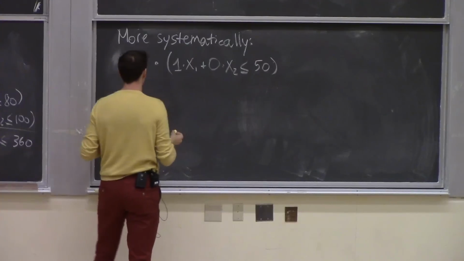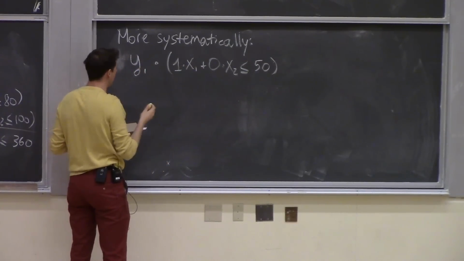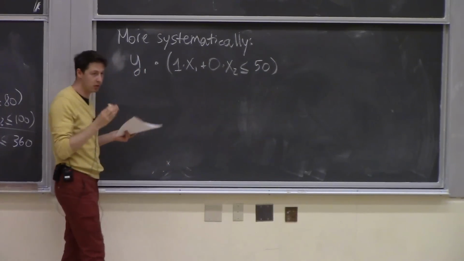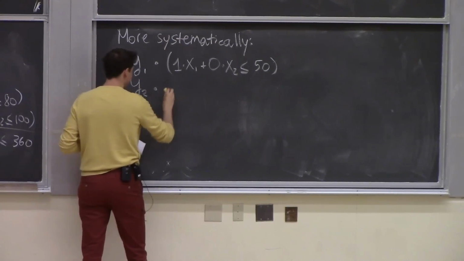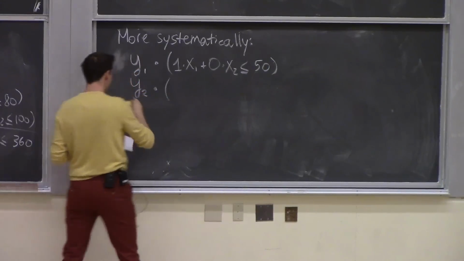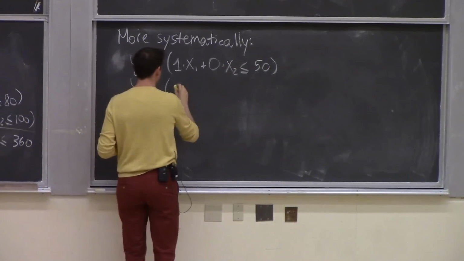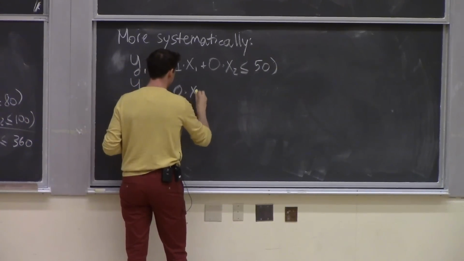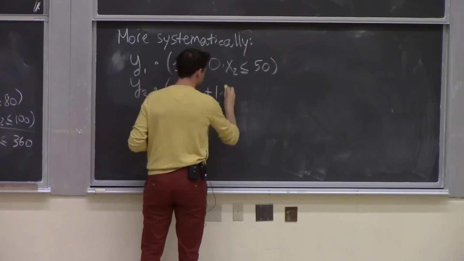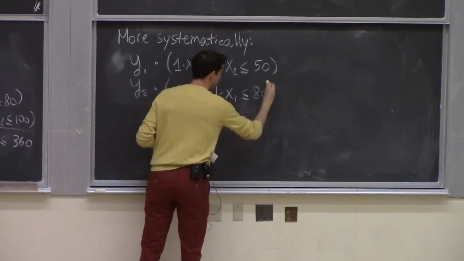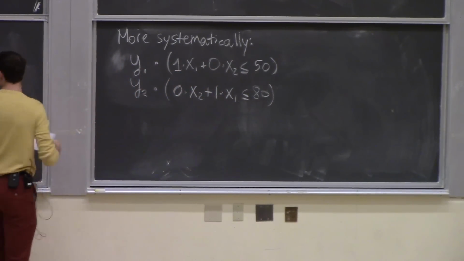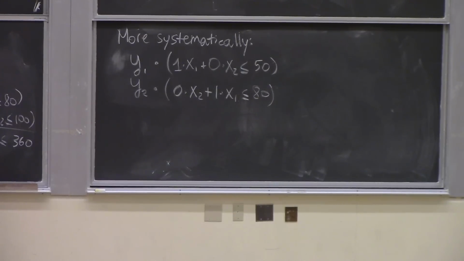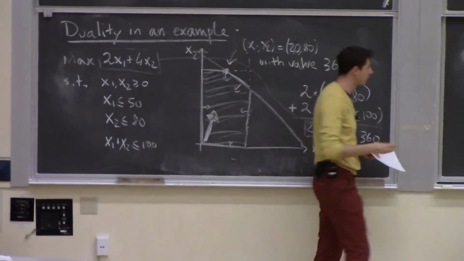Right? So I could consider to multiply the first inequality by some unknown magical coefficient y1. I could also consider to multiply the second inequality by some other unknown magical coefficient y2. And then I would get 0 times x2 plus 1 times x1 is at most 80. I'm introducing the zeros to just point out that all of these look the same, right? They just have different coefficients in front and different coefficients on the other side of the inequality.